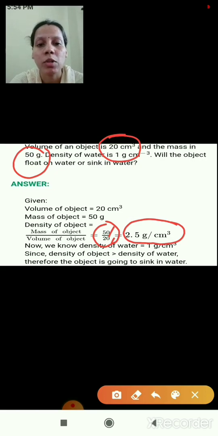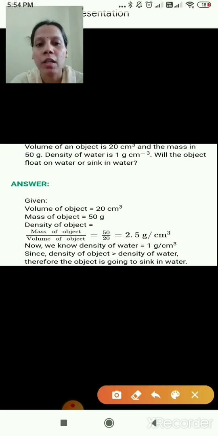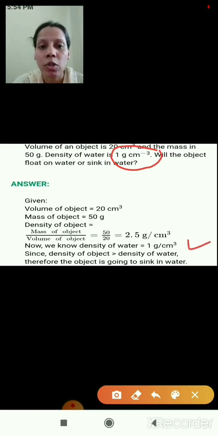Now we know the density of water, that is 1 gram per centimeter cube. In the question it is given. It is written as 1 gram centimeter raised to minus 3, because this is 1 gram per cm cube. So the density of water is 1 gram per cm cube, and the density of object that we got is 2.5 gram per centimeter cube. So what is more here, 1 gram or 2.5 gram? The density of water is lesser than the density of the object.